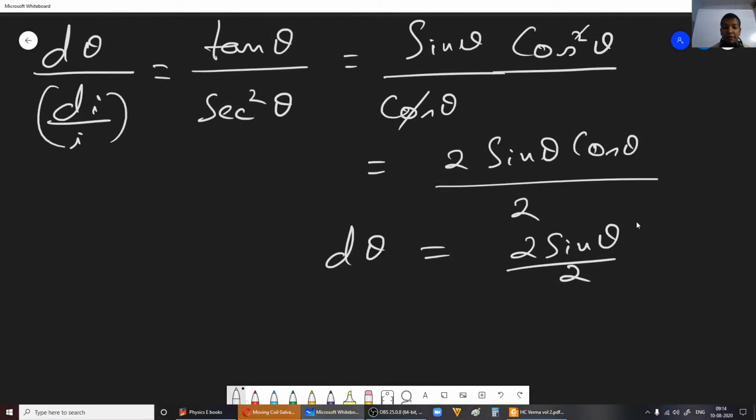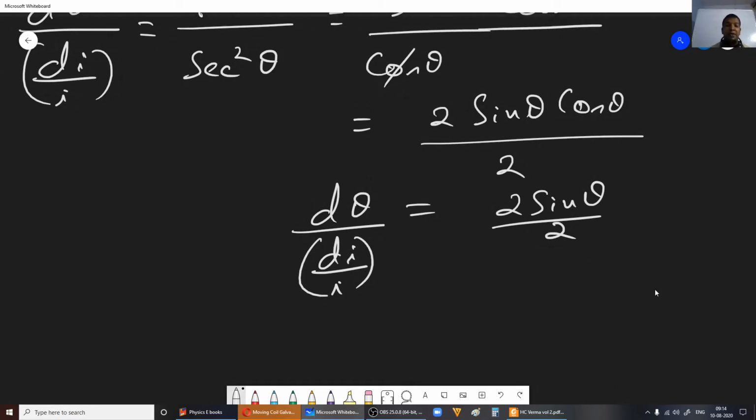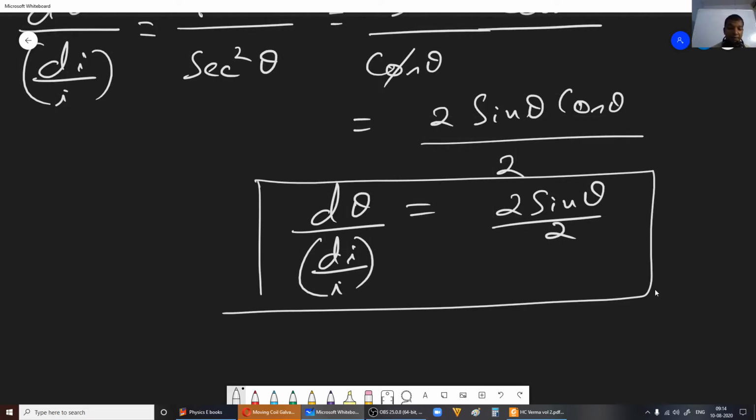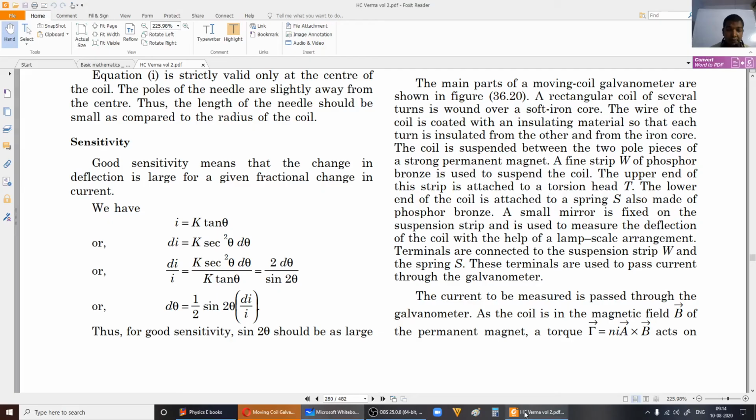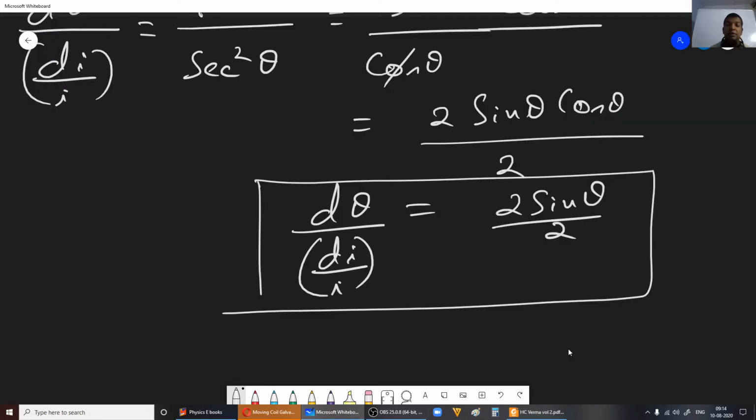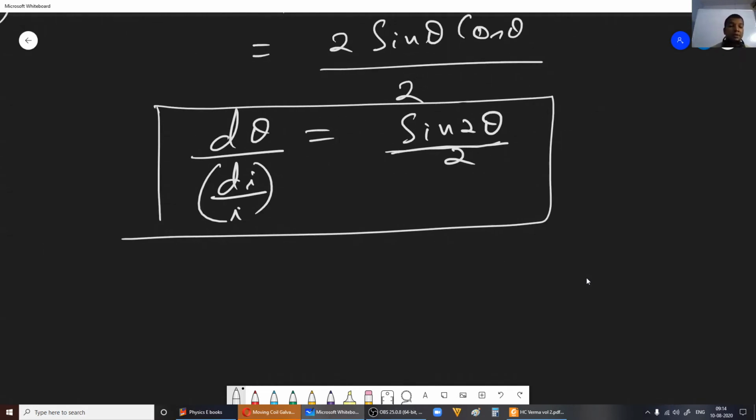So this is how we define sensitivity for a tangent galvanometer. So d theta divided by (di by I) we got as 2 sin theta cos theta divided by 2, which is sin 2 theta divided by 2. Fine.